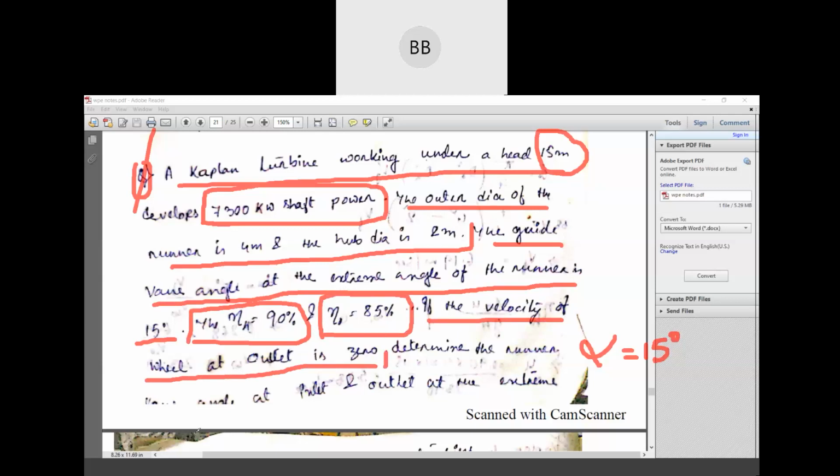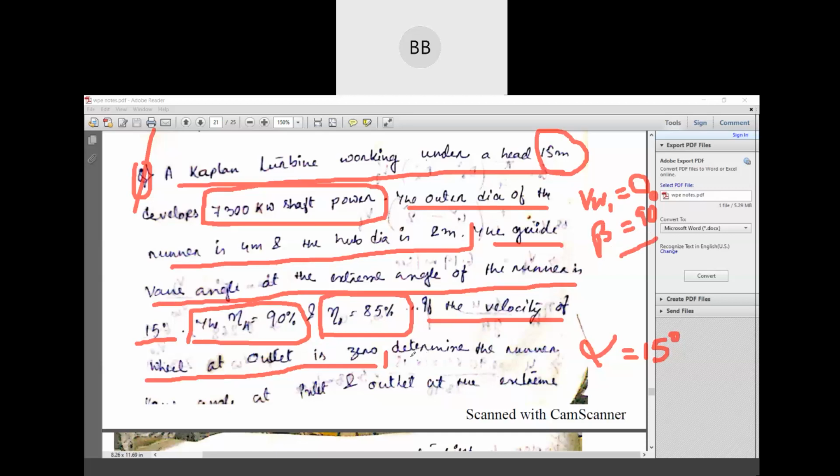What it says, the velocity of whirl at outlet is 0. That means your VW1 is 0. And when VW1 is 0, your beta is equal to 90 degree. So it's given in a different way. In the previous case, they directly gave that the flow is radial, that means beta equal to 90 degree. Here, in a reverse way, they have given that velocity of whirl at outlet is 0. That means your VW1 is 0, and when VW1 is 0, your beta is equal to 90 degree.